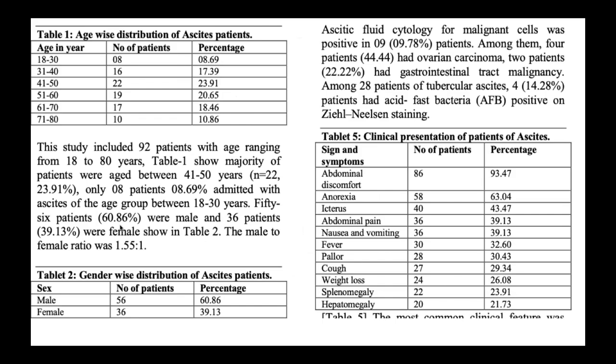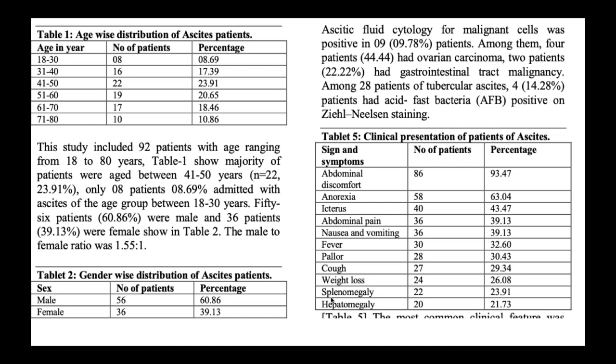In the age groups, the majority of cases are seen between 41 to 60 years of age. And males outnumber females in ascites cases. When you see the clinical presentation, the commonest symptom is abdominal discomfort. Naturally, very logical. Anorexia is a very prominent complaint. Icterus is very prominent. Obviously, that means that the liver is the cause of the ascites.